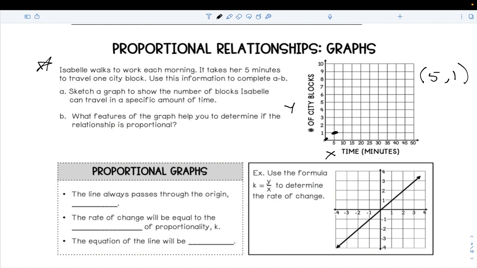And the second dot I want you to put is 0, 0. Just plot the origin. The origin is at 0, 0 always. Connect those dots.